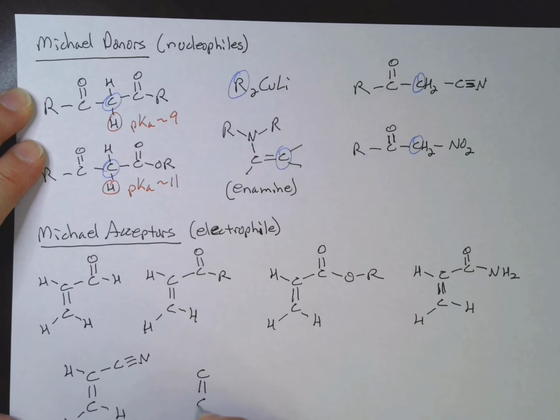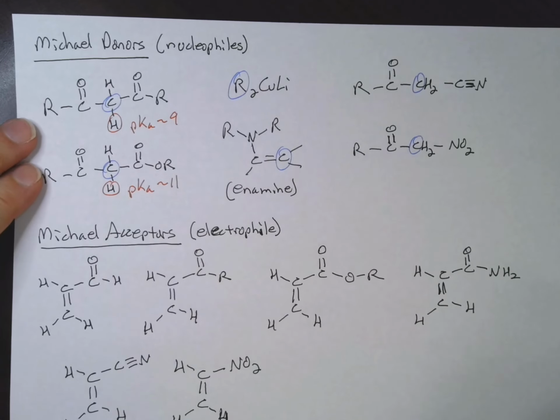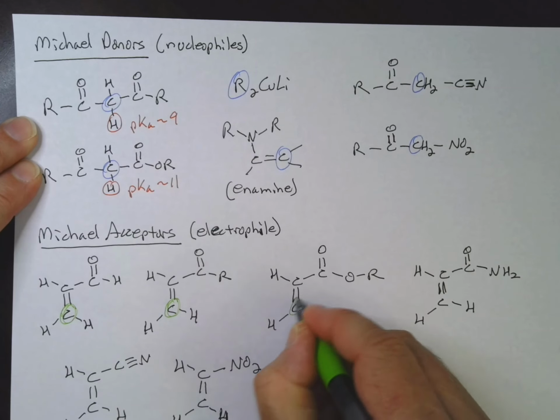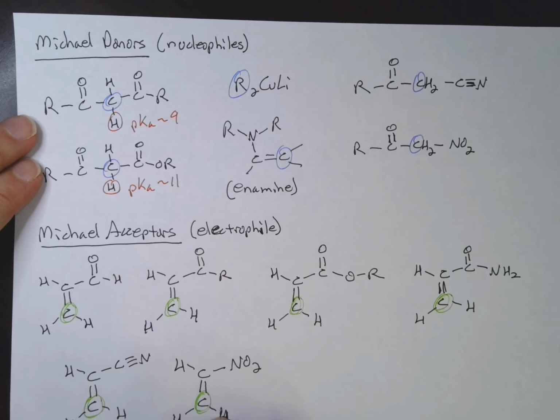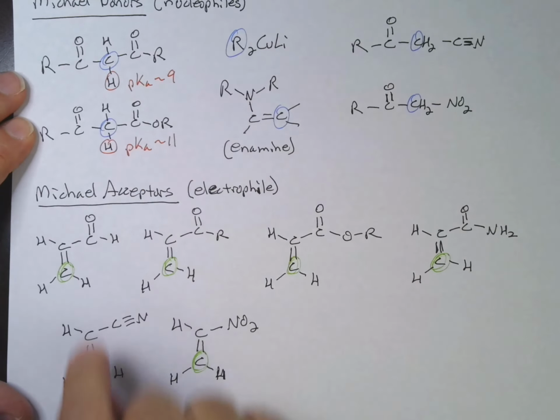And even something like a nitro group conjugated with our CC double bond, that could work as well. But in all of these cases, maybe I'll circle it in green, my electrophilic carbon is the beta carbon. So that's where our nucleophile is going to add.